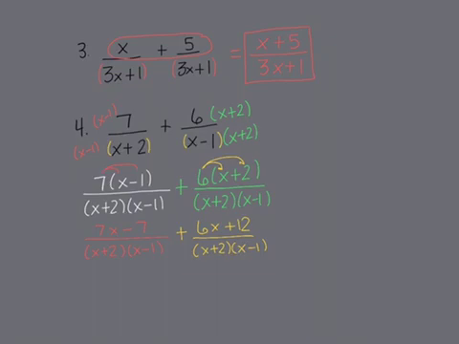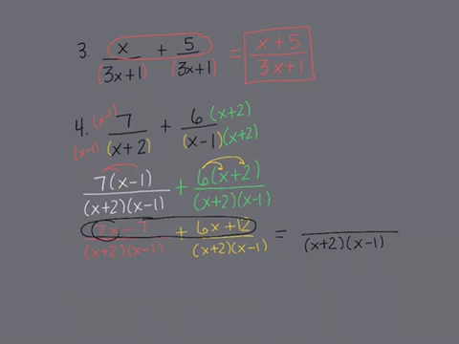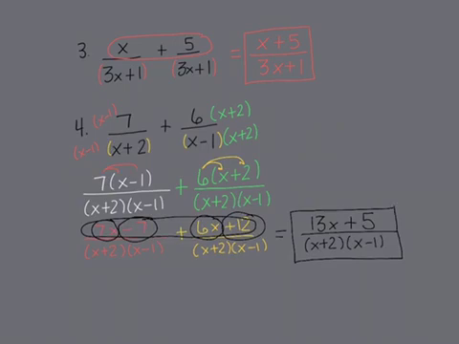So now again, I'm just going to combine the numerators together, and I'm going to leave my denominator as x plus 2 times x minus 1. So I'm going to start by combining the x's. 7x plus 6x is 13x, and negative 7 plus 12 is positive 5. So this is 13x plus 5 over x plus 2 times x minus 1.